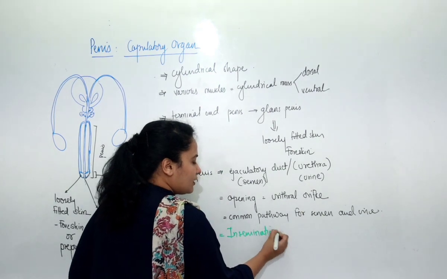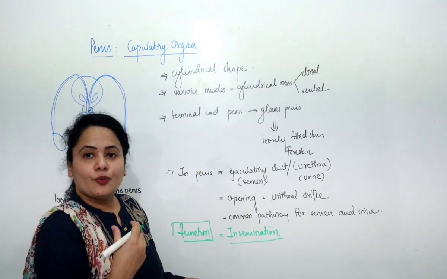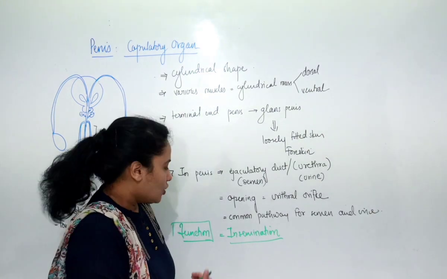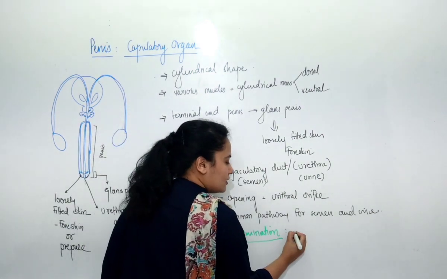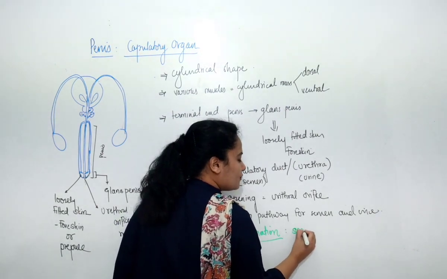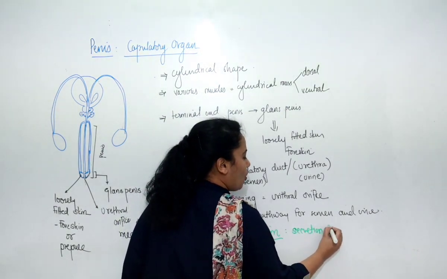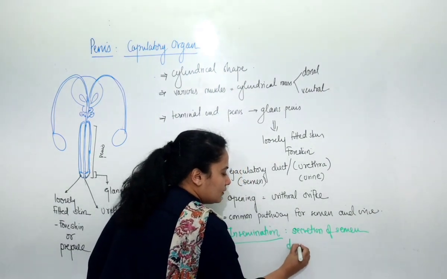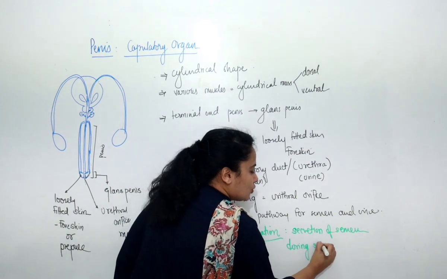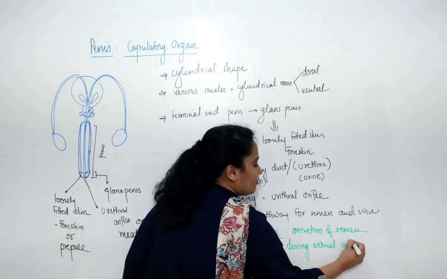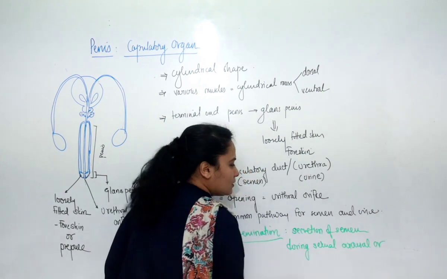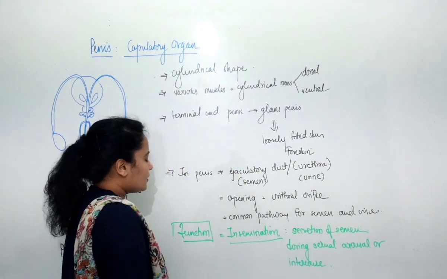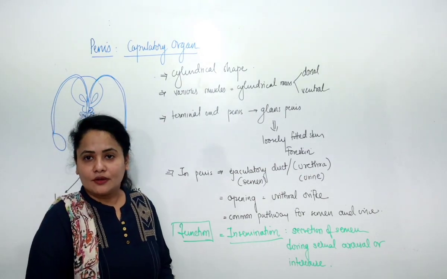Now what do you mean by insemination? Insemination is the deposition of semen into the reproductive tract of a female. So insemination is the release of semen during sexual arousal, or you can say during intercourse. This is ideally the function of the penis.